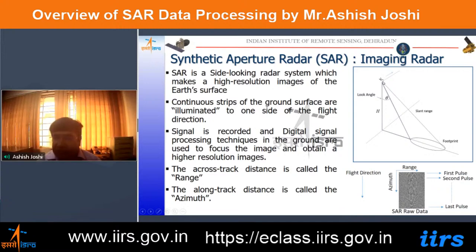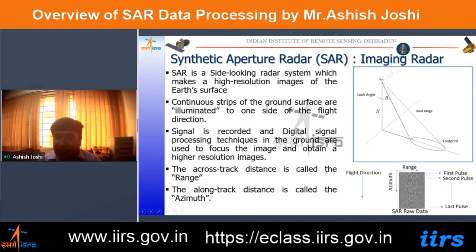If at this point we consider it is a radar, then with the motion of this radar, it will illuminate the Earth surface in this direction. The direction where it moves is called the azimuth direction, and this is called the radar footprint, which is illuminated by the radar beam. At some angle, it will illuminate, which is called the look angle. So the continuous strips of the ground surface are illuminated to one side of the flight direction.